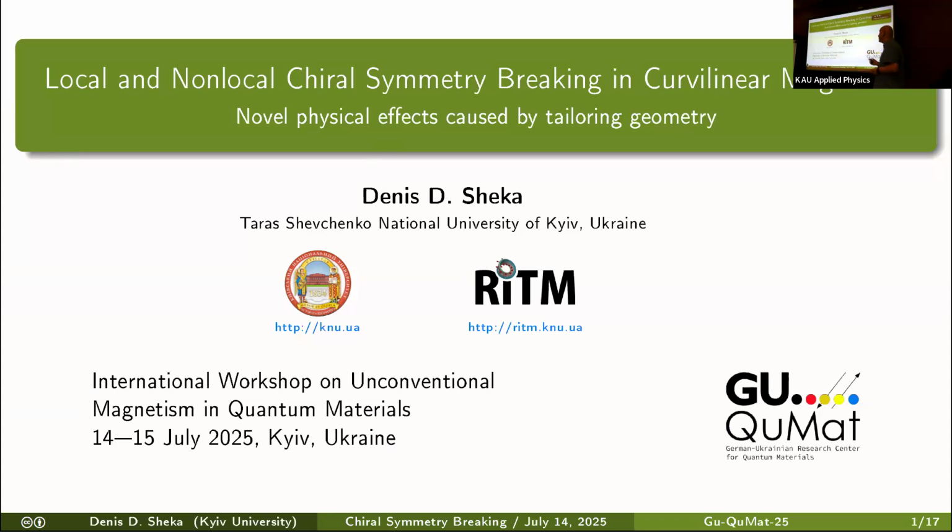So curvilinear magnetism deals with conventional magnetic materials, and it considers geometry-governed effects. By the influence of geometry, we mean the influence of local geometry like curvature and torsion, and the global geometry influence like topologies. My special focus today will be on novel physical effects caused by tethering geometry, namely chiral symmetry breaking in curvilinear magnetism.